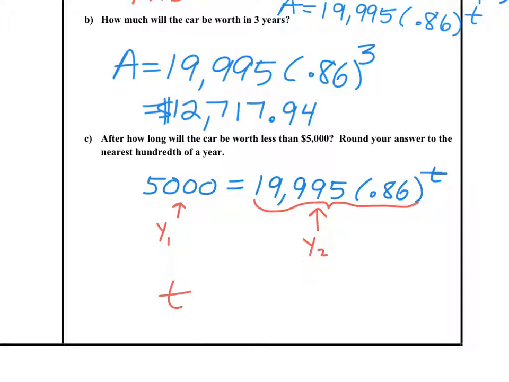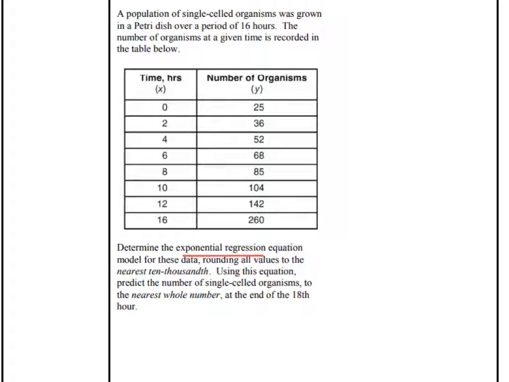So we're going to write it as time greater than, well, since we rounded up, it should work. After how long? 9.19 years. I'll say after. And so exponential regression, it tells you what it's going to be. Equation for the model. Equation model for this data, rounding all values to the nearest 10,000th. And then we'll predict the nearest whole number where it's going to be at the 18th hour.